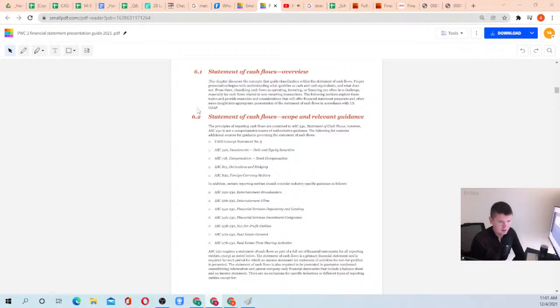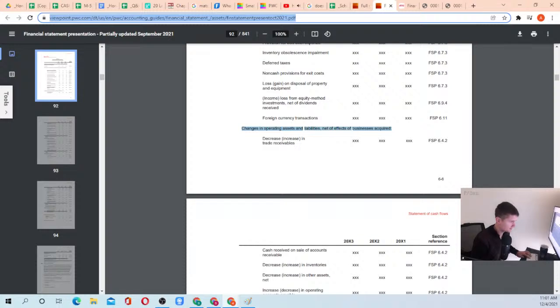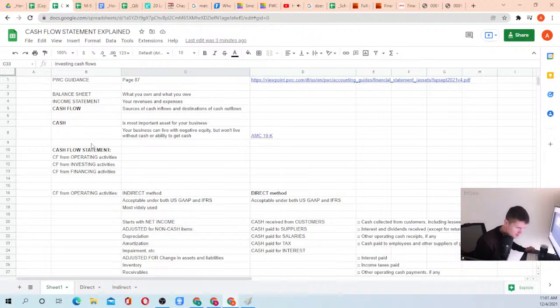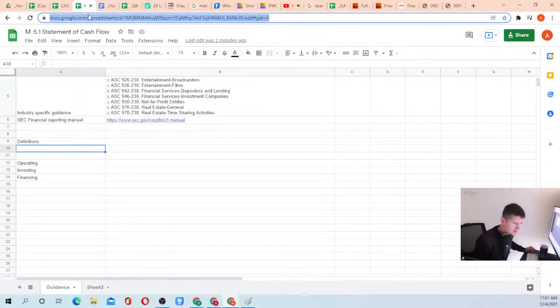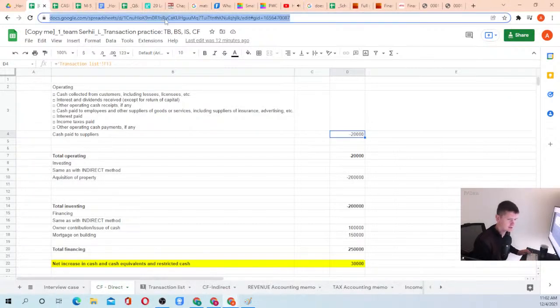This time we will look into financial statements preparation guide. Here is a link. We will also look into materials related to cash flow. And here is a link as well. And we will also do a bit of practice. And it's here.